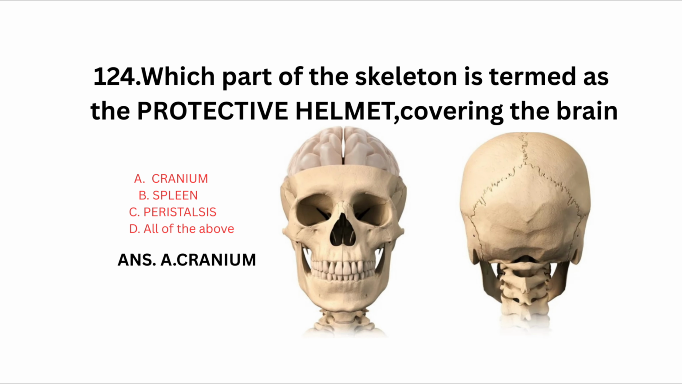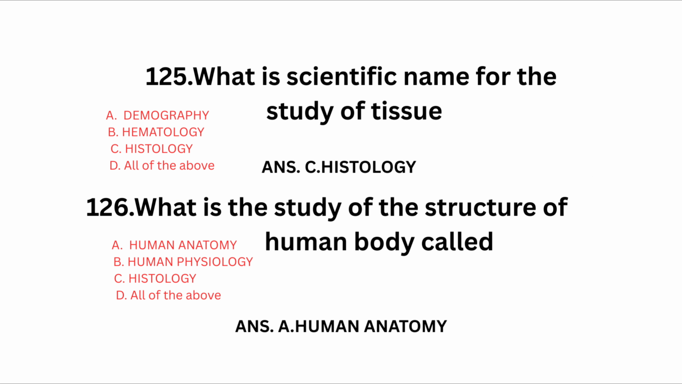Okay. 124, which part of the skeleton is termed as the protective helmet or covering the brain? A, cranium. B, spleen. C, peristalsis. D, all of the above. Answer is A, cranium. It's the cranium which covers the brain like a helmet, forms a protective barrier on the brain, and hence the name.